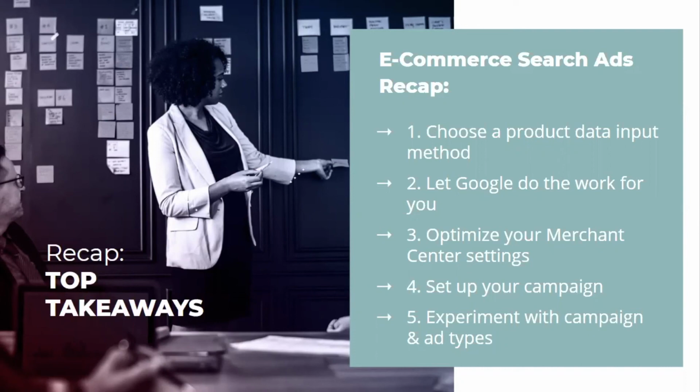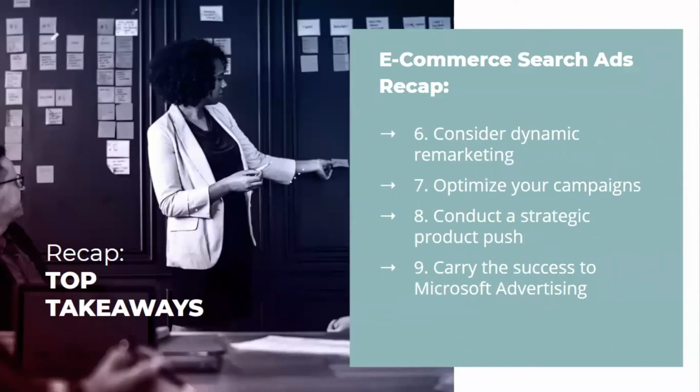Don't just lump everything together for a performance metric. Experiment with different campaign types, bidding strategies, ad types. Keep optimizing, but extend your reach too. So consider dynamic remarketing. You're already paying for them to get to your site. Nurture them a little bit and get them to that purchase and get you some conversion value to build off of. Optimize your campaign, adjust your bids, try automated bidding strategies. Really pay attention to how much volume each product is bringing in, but also the value compared to your ad cost.